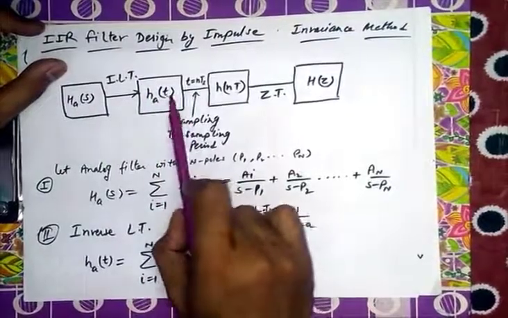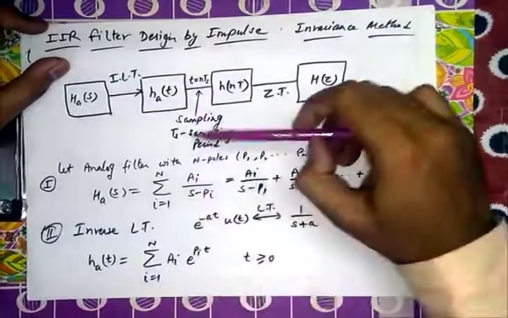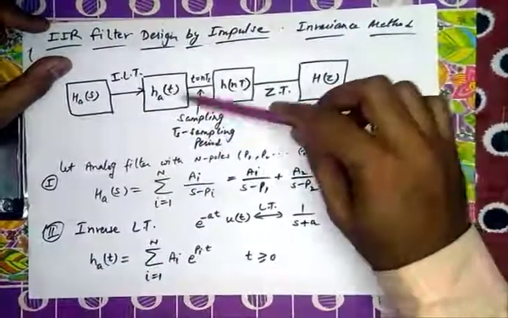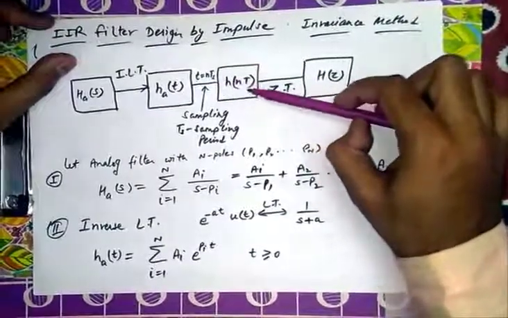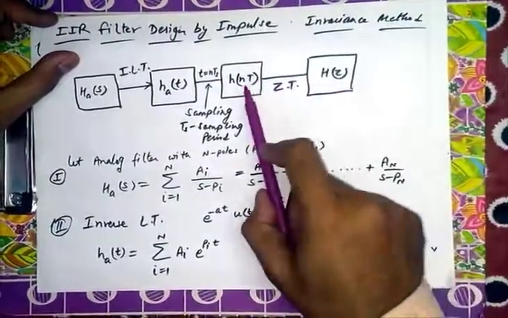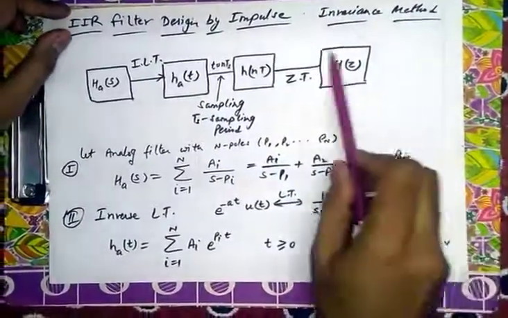Then, in the time domain, we do time sampling using t equal to nTs, where Ts is the sampling period. Then we convert it into the discrete domain after sampling, that is h(nT), and further in the discrete domain we do the Z transform, and it will be H(z), the digital filter.